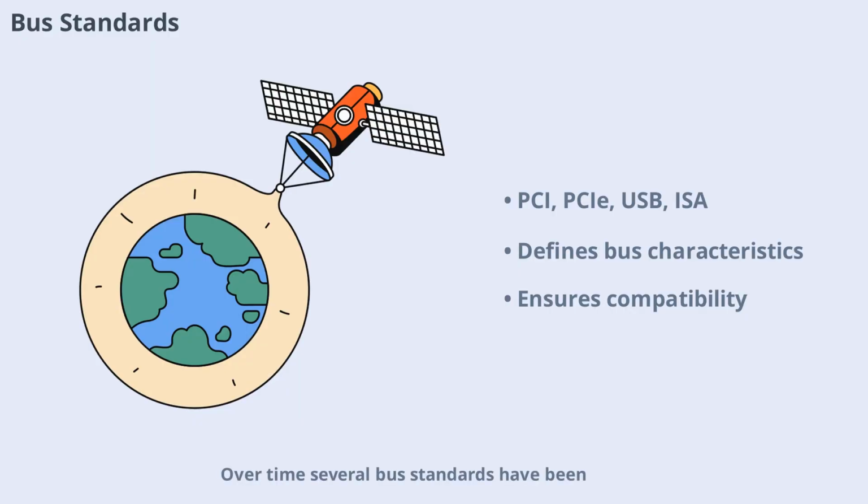Over time, several bus standards have been developed to ensure compatibility and performance. Examples include PCI, PCI Express, USB, and ISA. Each standard defines the physical and electrical characteristics of the bus, as well as protocols for communication. These standards allow different devices and manufacturers to work together seamlessly.